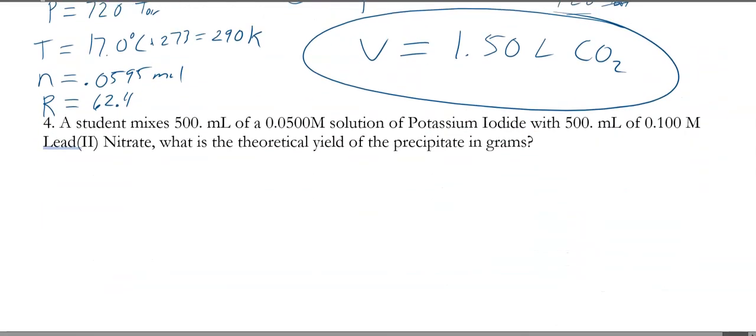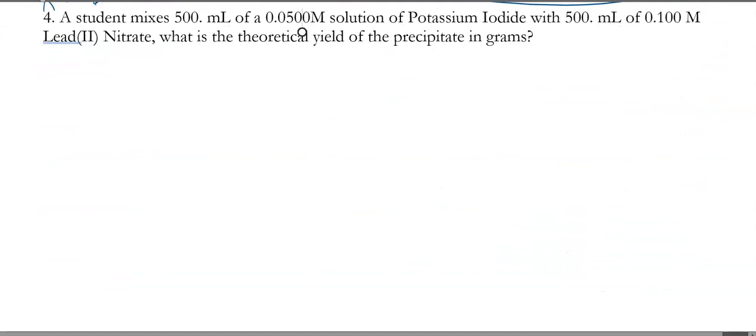All right, let's go to our last practice problem. Here we have a student mixes 500 milliliters of a 0.05 molar solution of potassium iodide with 500 milliliters of a 0.1 molar solution of lead 2 nitrate. What is the theoretical yield of the precipitate in grams?